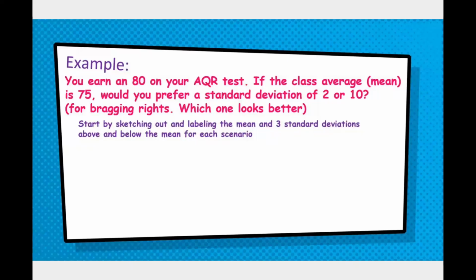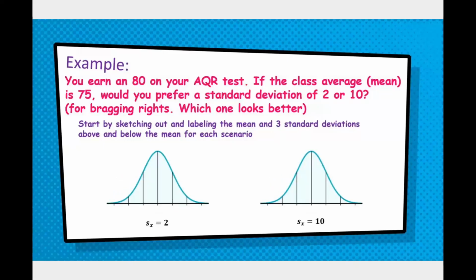Okay, so let's see if we can put this in context. Suppose you earn an 80 on your AQR test. If the class average, the mean, is 75, would you prefer a standard deviation of 2 or 10 for bragging rights? In other words, which one looks better? So think about standard deviation as talking about consistency.